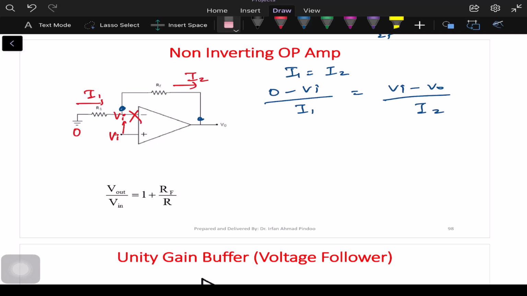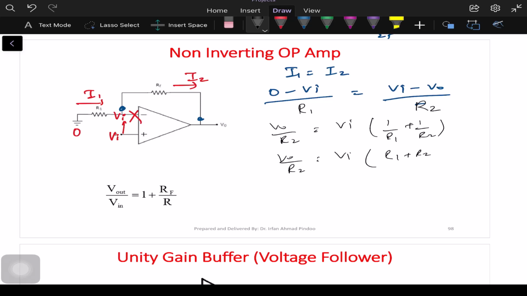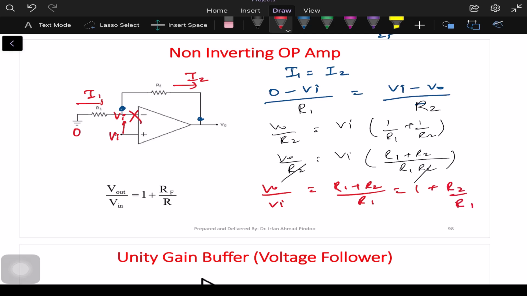Sorry, there is one mistake, that we had to replace this with the R value. So this is R1 and this is R2. So you can see we got the relation. We can write V0 over R2 is equal to Vi (1 by R1 plus 1 by R2) by shifting the terms. So V0 by R2 is equal to Vi (R1 plus R2) divided by R1 R2. So R2 will be cancelled with R2. So we get V0 by Vi is equal to (R1 plus R2) by R1, which is equal to 1 plus R2 by R1. But R2 is nothing but, we are saying this is R1 and this is R2, so here RF is written, so it will be 1 plus RF by R1.